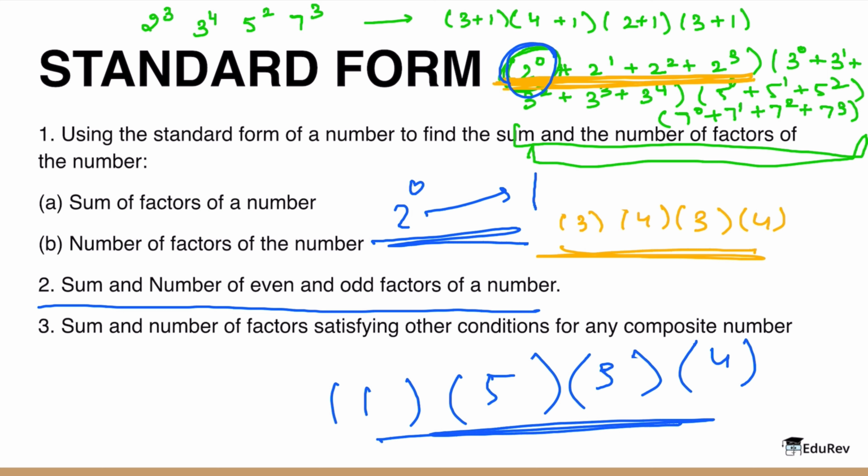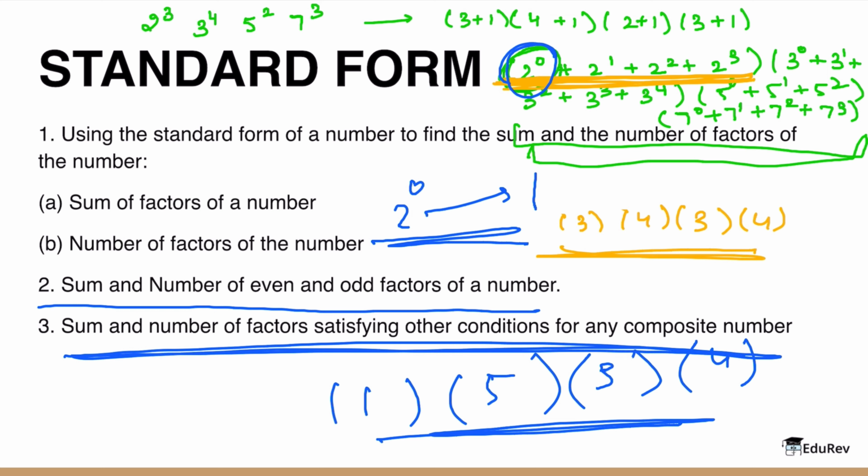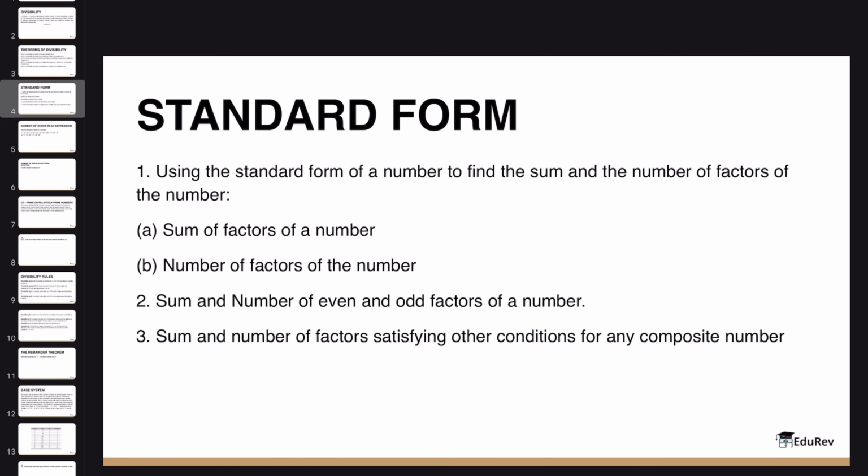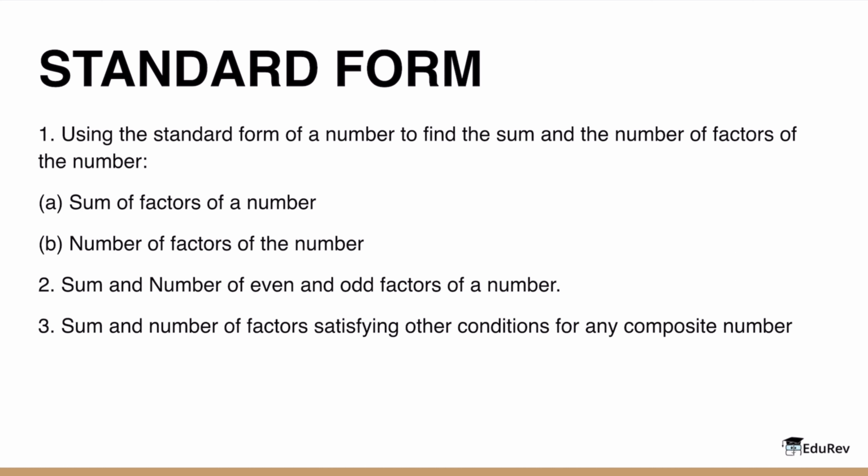Alright. So now the last point. The last point says sum and number of factors satisfying other conditions for any composite number. So this is the last point which I have to study. Again, what I'm going to do is just make it a clear page. Yeah. So now let's start with this. Now let me explain this best with the help of an example.